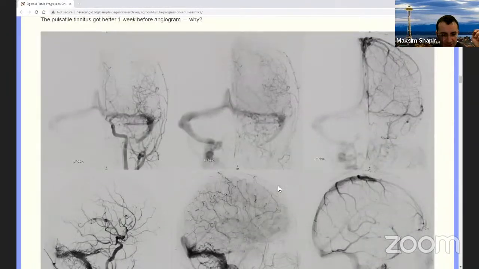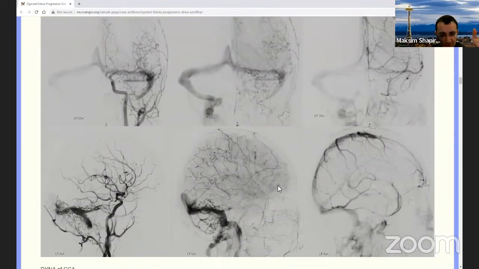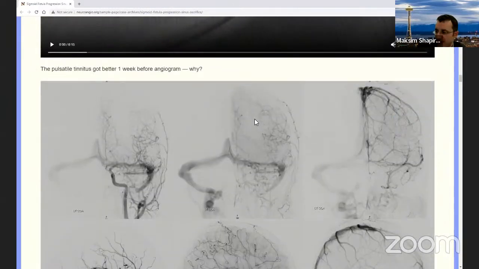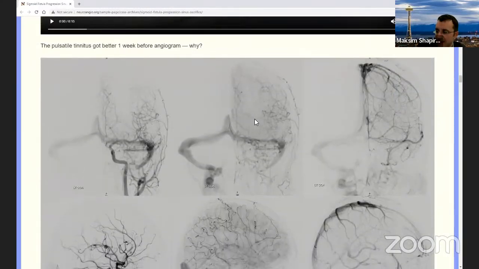This is the left injection, left common. Now, what do you see? You see in this case that there's no outflow through the jugular vein anymore. So this is someone who already presents with an occluded jugular outflow. The history on these can be very typical. The history of this person is the classic one: my pulsatile tinnitus got better, a week before this angio, I feel better. Now, why do you feel better? Because it's no longer draining antegrade.